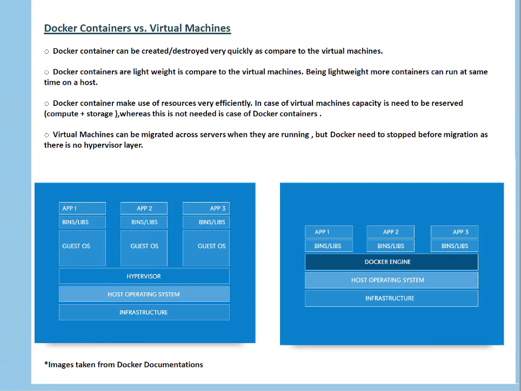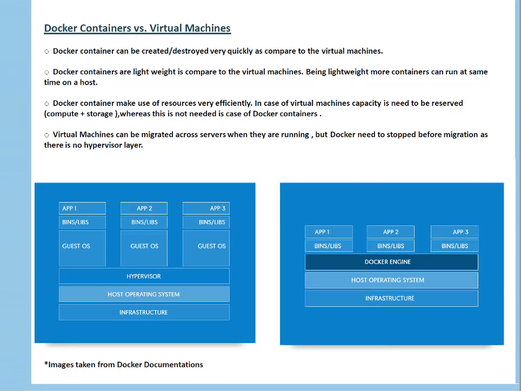To begin with, first we need to understand the difference between Docker containers and virtual machines. Friends, Docker containers can be created and destroyed very quickly as compared to virtual machines. And Docker containers are very lightweight if I compare them with virtual machines. Being lightweight, we can deploy more containers on a physical or virtual host at the same time and use them. Docker containers make use of resources very efficiently.